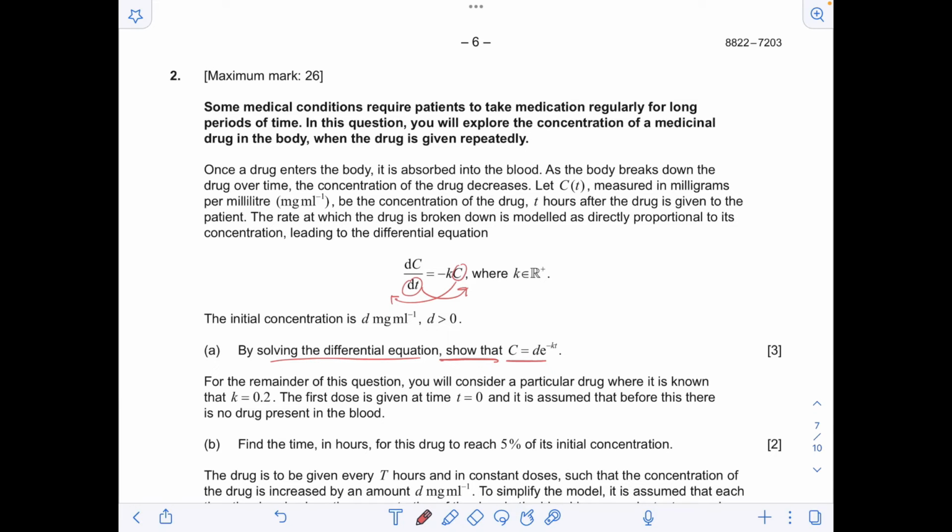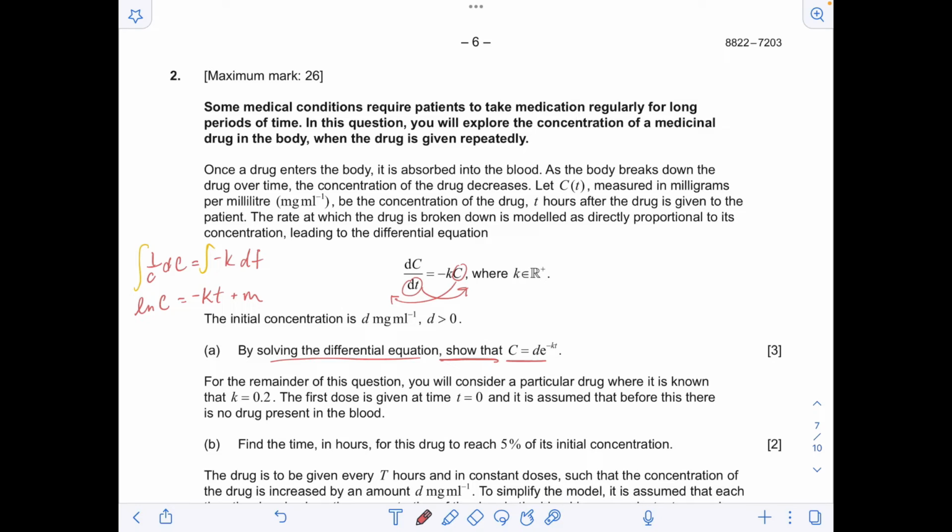Multiplying both sides by dt and dividing both sides by C, we get 1 over C dC equals negative k dt. Integrating both sides, we get the natural log of C. The integral of 1 over C is the natural log of C. The integral of negative k in terms of t is negative kt. And then add a constant. Often we use C as our constant, but since we already have a C here, let's use something else like m.